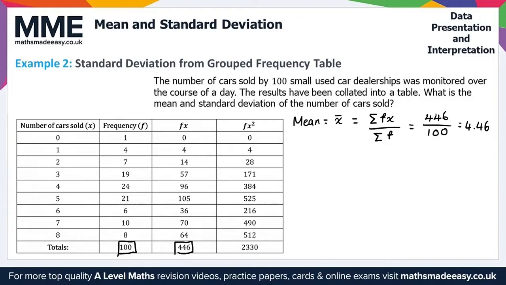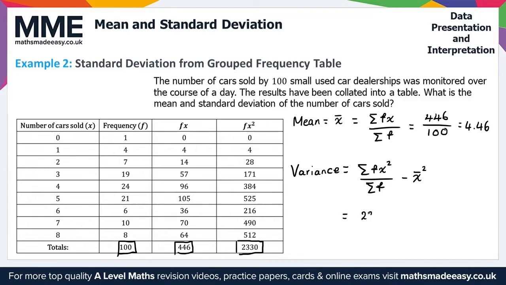What about the variance then? Well, for the variance, we need to use, again, a formula that we're familiar with. For the variance here, we do this as sigma fx squared over sigma f, and then we minus the mean squared. The mean we've just previously found, that was x bar, that's 4.46. So we're going to minus x bar squared. Okay, so it's going to be minus 4.46 squared.